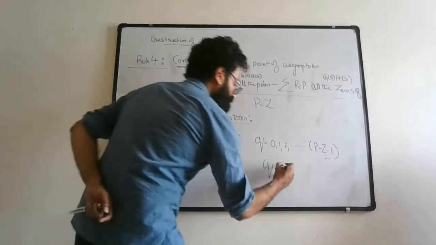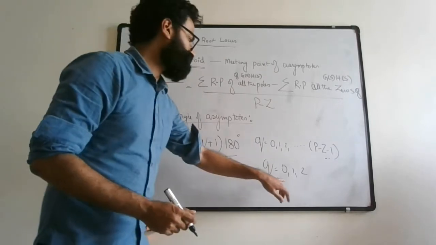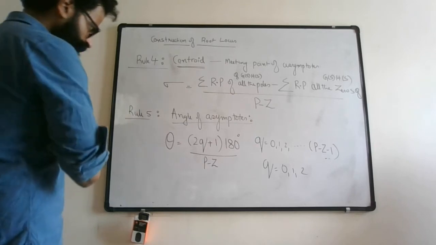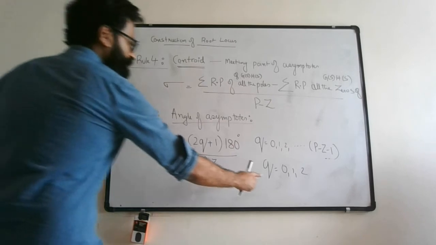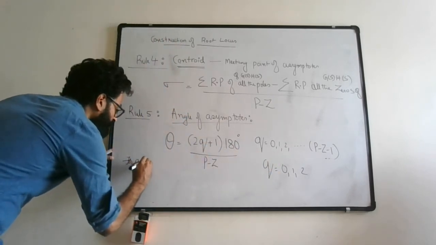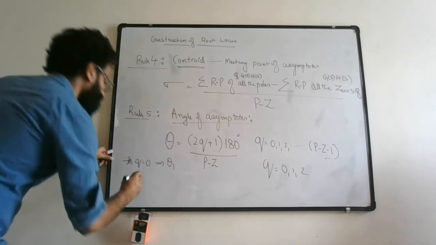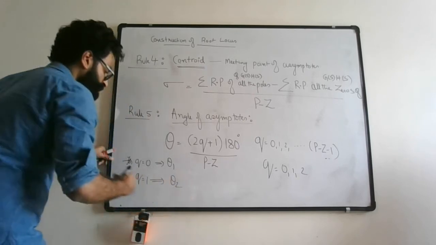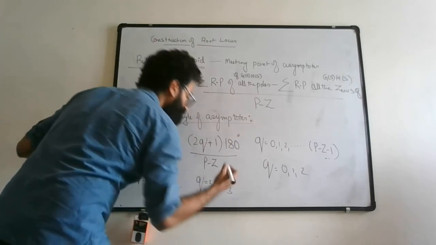Let us say 0, 1, 2. The count is 3, consisting of 0, 1, and 2. So what you have to do is find theta for each q value. For q equal to 0, let's say the angle is theta 1. For q equal to 1, let's say the angle is theta 2. Similarly, for q equal to 3, your angle becomes theta 3.